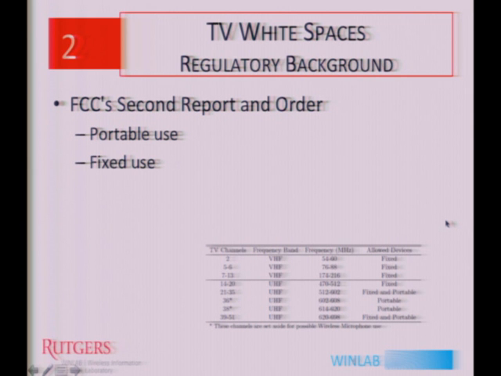So they divided the TV band devices, which are the devices that are going to work in the white spaces, into two categories: portable or personal devices and fixed devices, and have different sets of rules for each of these. As you can see, even the channels are different. Some channels allow only fixed devices, some only portable, and some are a mix. And a couple of channels are omitted.